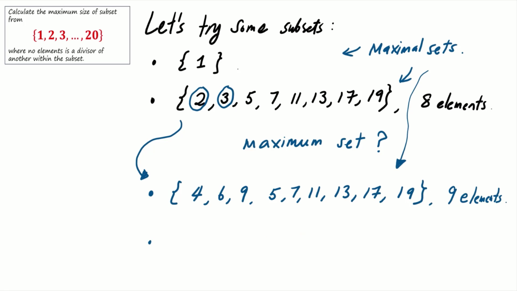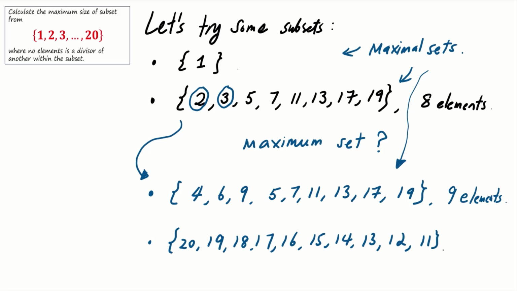Alternatively, choosing numbers from the largest to smallest, we could select the subset 20, 19, 18, all the way to 11, which adheres to our divisibility condition and results in a set with 10 elements. This raises a question. Is it possible to perform a trade-off to obtain an even larger subset? Feel free to explore this before we move on to the answer.